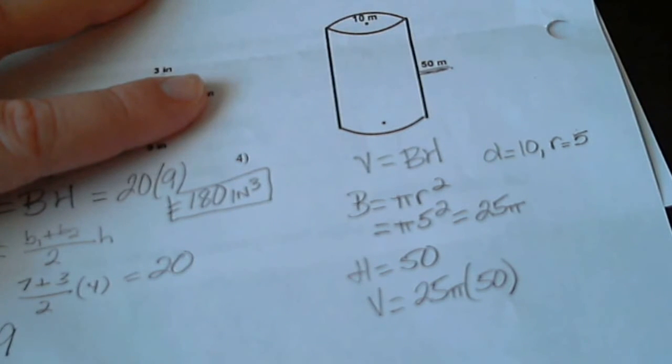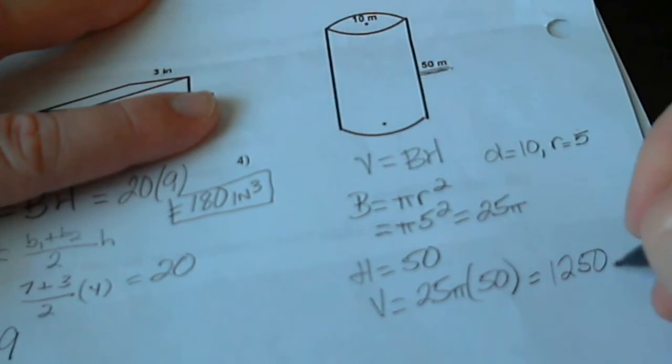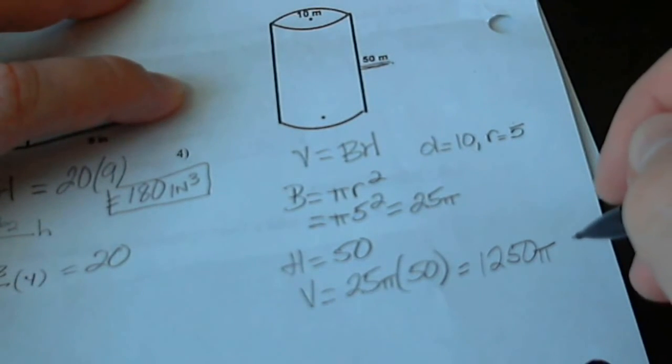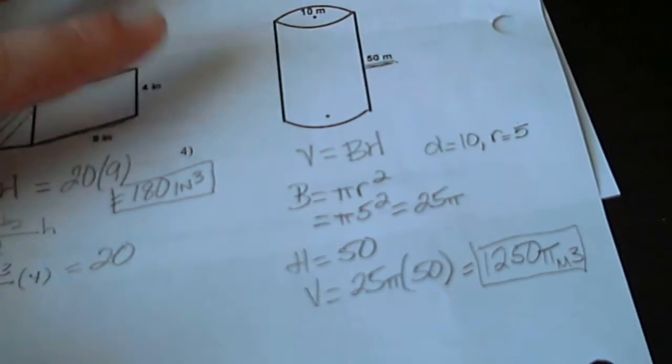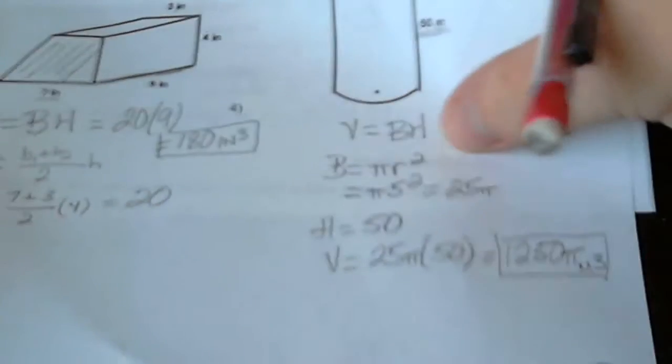25 times 50 is 1250 pi. And our units are meters cubed. Okay, there are 4 good examples of using a volume calculation. Now, let's go to the back page and try a more composite shape.